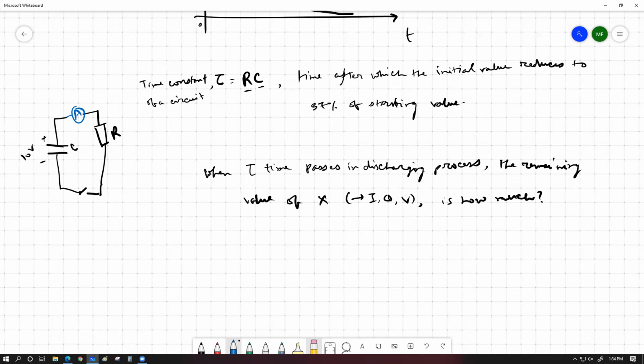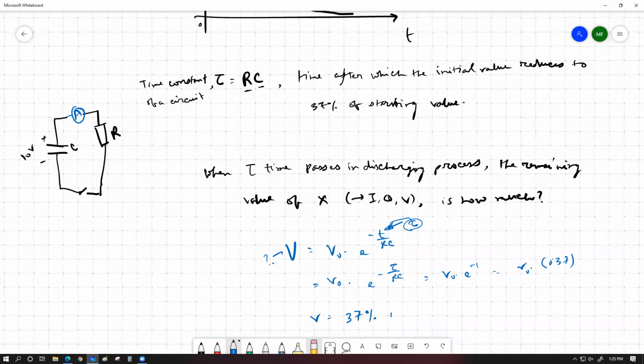Let's say I go for the calculation of the remaining voltage, which can be given by V naught into e to the power minus t by RC. So if tau amount of time passes, this t will actually be tau. We're trying to find out the value of this when tau amount of time passes. If I replace this value, V naught into e to the power minus tau by RC, it just so happens tau is practically RC. So we're going to get V naught into e to the power minus 1. This is basically V naught into 0.37. So that's where we get V equal to nearly 37% of V naught.